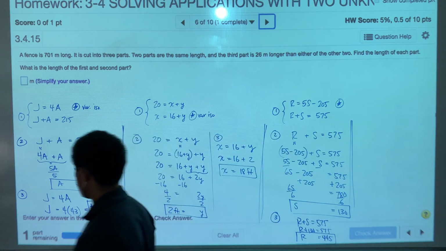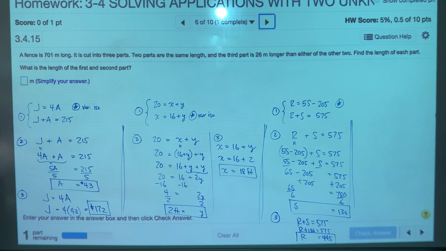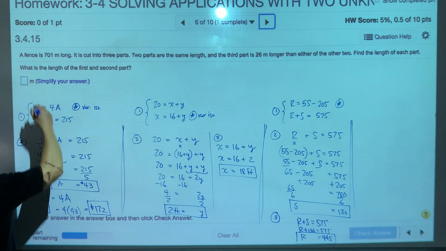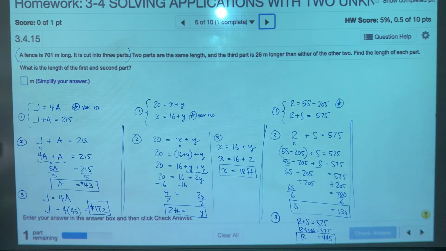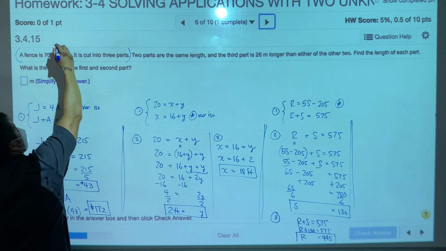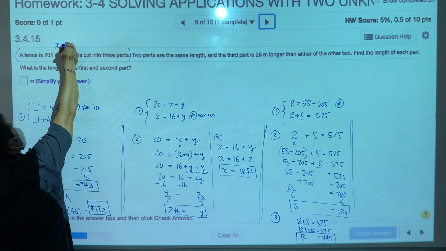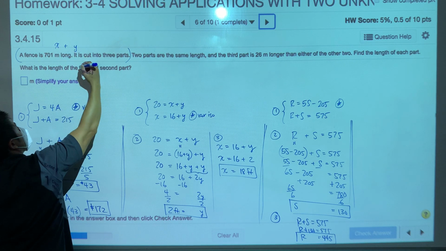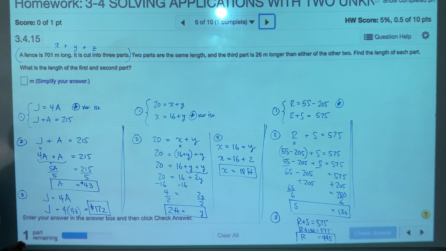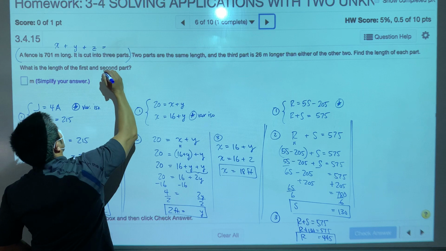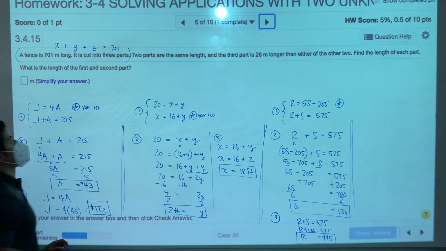Okay. A fence is 701 meters long. It is cut into 3 parts. I'm going to do this right now first, and then we'll make a quick modification. You ready for me? Take a look. Cut into 3 parts means what? X plus Y plus Z, isn't it? Because we don't know the lengths of all of them. All those 3 parts equal 701 meters.